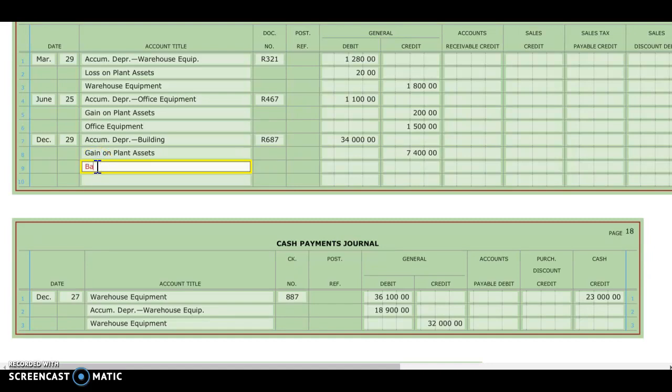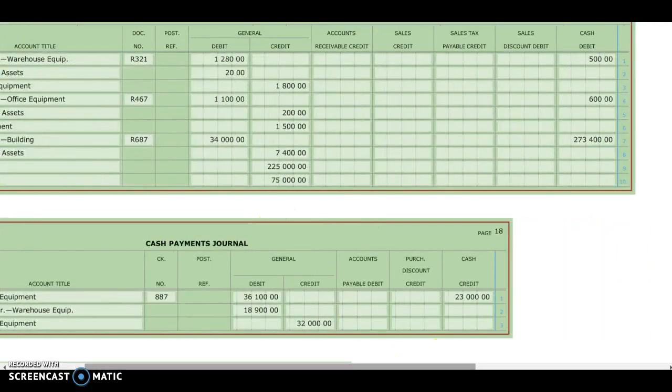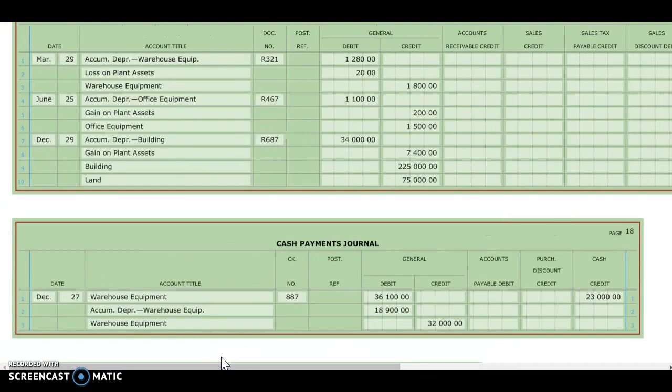Okay, next I need to get rid of that building asset. So I'm going to credit for the amount that I paid for it, 225,000 for the building. And then I'm going to credit for land as well. And the amount that I paid for the land was 75,000. Okay, I want to make sure that my debits equal my credits. And it looks like I am good there.